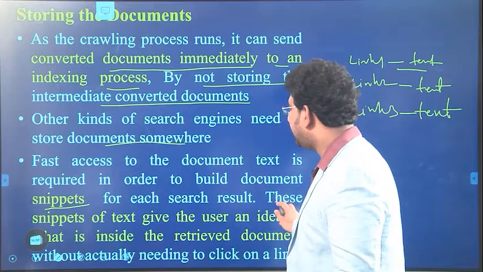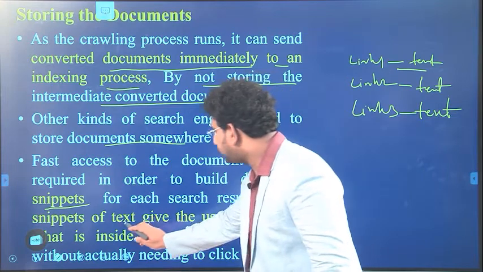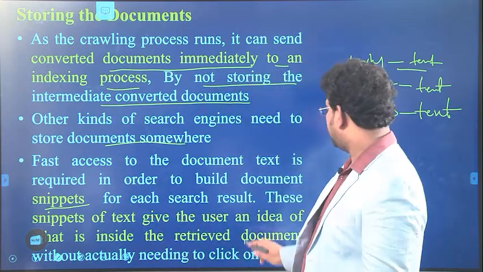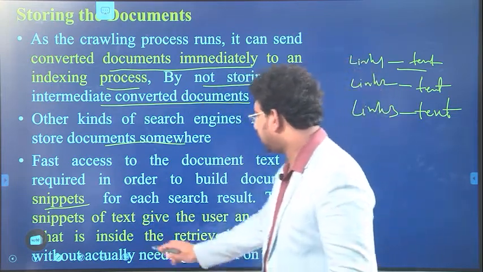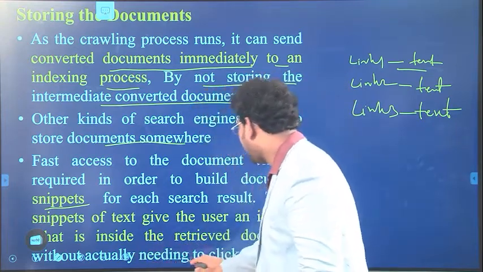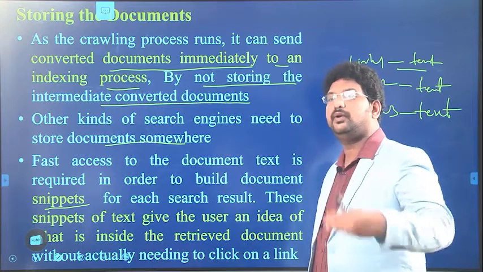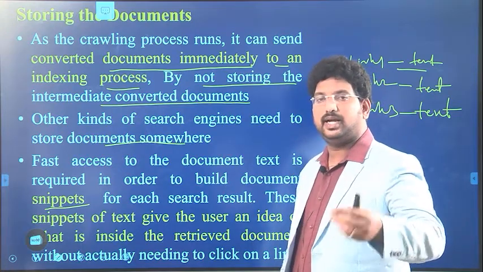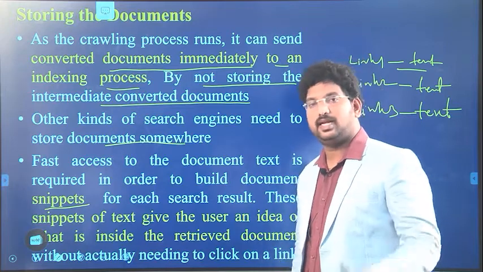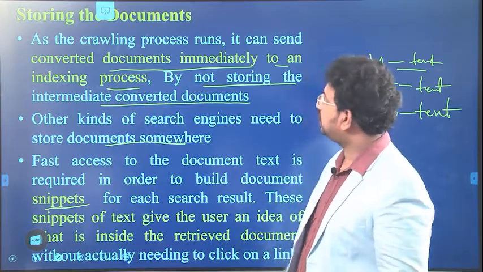In order to build the document snippet for each search result, these snippets of text give the user an idea of what is inside the retrieved document without actually needing to click on the link. So you just go with the browsable summary of the information, and accordingly you are going to access the data. So this is about the snippet.